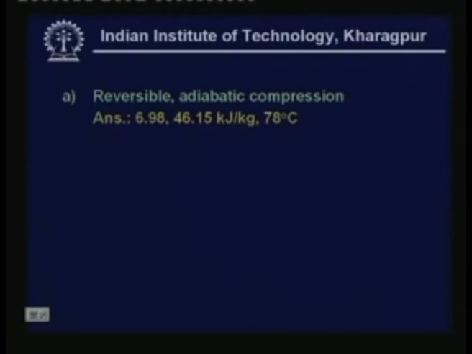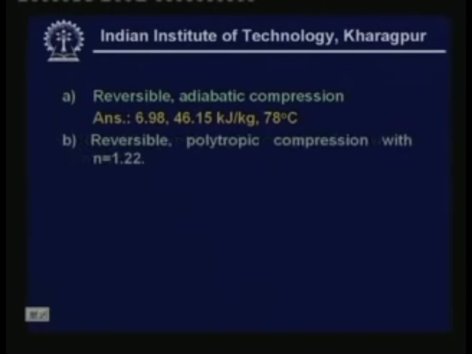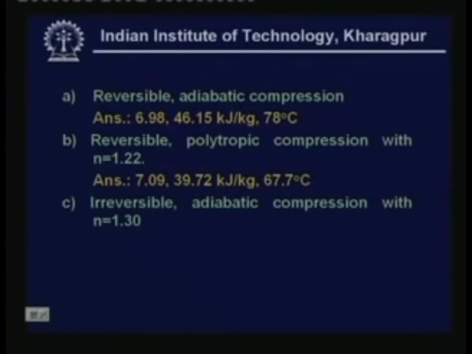The answers are COP is 6.98, enthalpy change is 46.15 kilojoule per kg, and the temperature at the exit is 78 degrees centigrade. For reversible polytropic compression with N is 1.22, the answers are: COP is 7.09, enthalpy change is 39.72 kilojoule per kg, and the exit temperature is 67.7 degrees centigrade. For the third case of irreversible adiabatic compression with index N equal to 1.3, the COP is 6.15, enthalpy change is 52.36 kilojoule per kg, and the exit temperature is 87.9 degrees centigrade. Thank you.